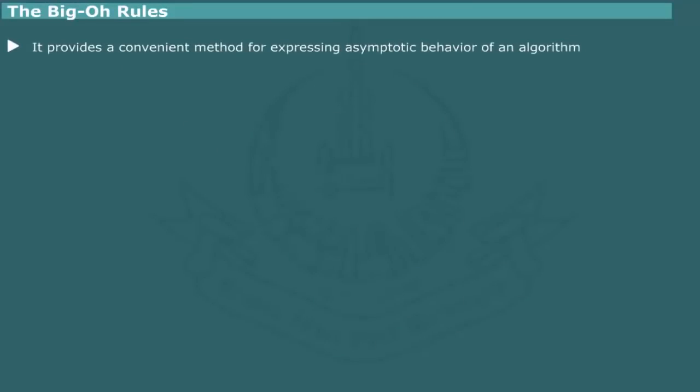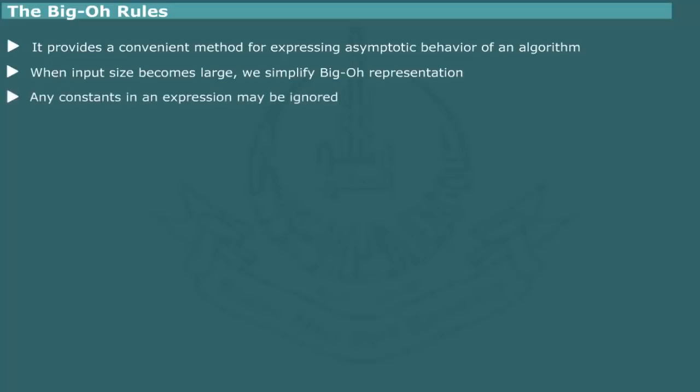The big O rules. We have seen that big O notation provides a convenient method for expressing the asymptotic behavior of an algorithm. When the input size becomes very large, we can simplify the big O representations using the following rules. Additive constants may be ignored. For example, obviously, constant 100 would lose its significance when n becomes very large.